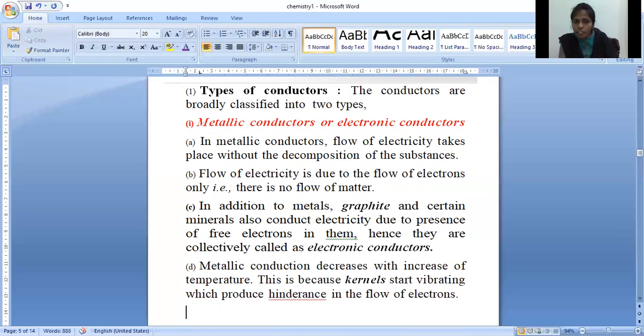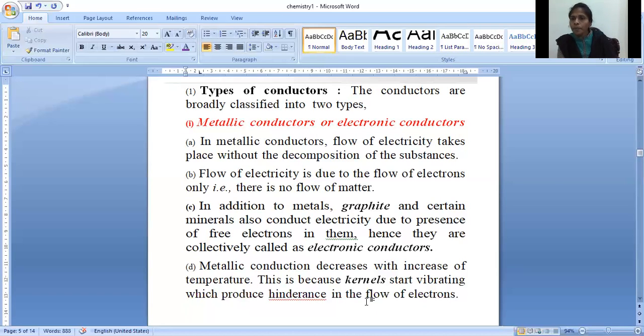That's what we are explaining here. Metallic conduction decreases with increase of temperature. This is because the kernels start vibrating, which produces hindrance in the flow of electrons. Hindrance is nothing but stopping. The mobility is stopped due to the repulsion. So due to the repulsion, the conductance is decreasing with increasing temperature in metallic conductors.